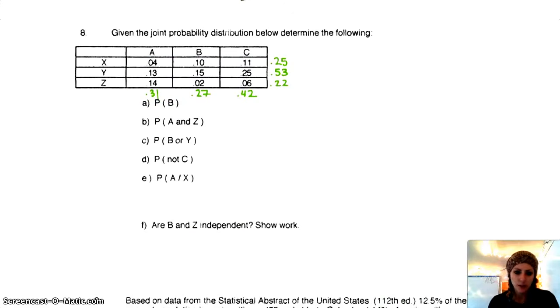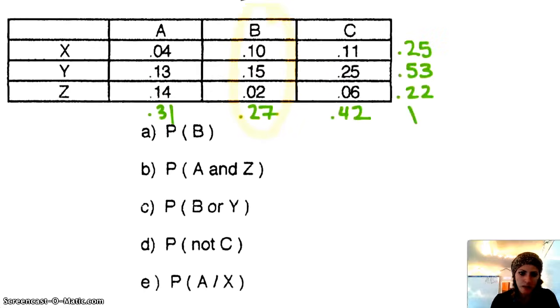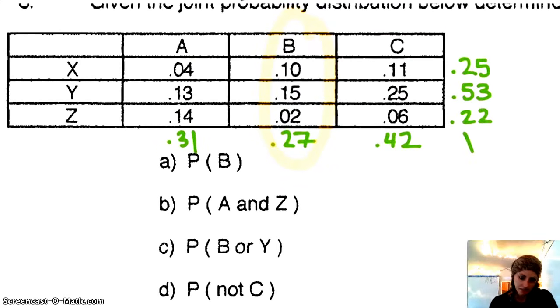Then just check and make sure those totals add up to 1. 0.25 plus 0.53 plus 0.22 adds up to 1. 0.31 plus 0.27 plus 0.42 adds up to 1. So we're good there. So total is 1. The question is, what's the probability of B occurring? Well, that's the probability of just getting B, which is 0.27. I'm going to zoom in a little bit here. So the probability of B is 0.27.